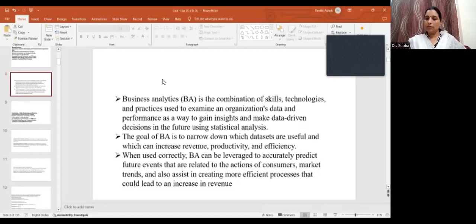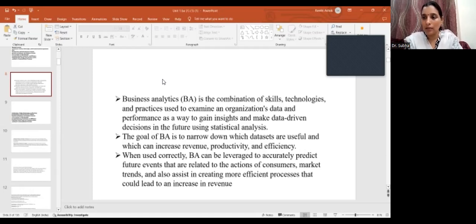Through that analysis, and through the insights you have gained, as an analyst you can take important data-driven business decisions, which will finally help you come up with better business decisions. Basically, the analyst can narrow down the larger data set and pick only the important data set, and he can finally increase the revenue, productivity and efficiency of his organization.